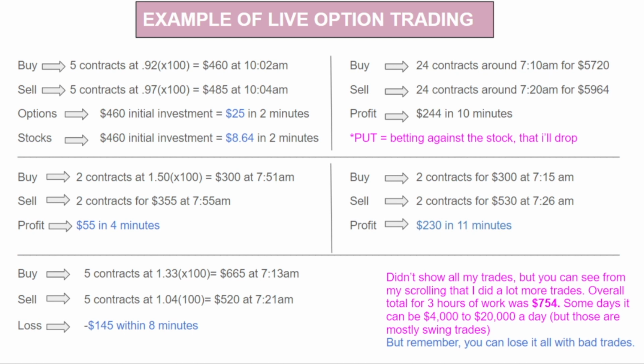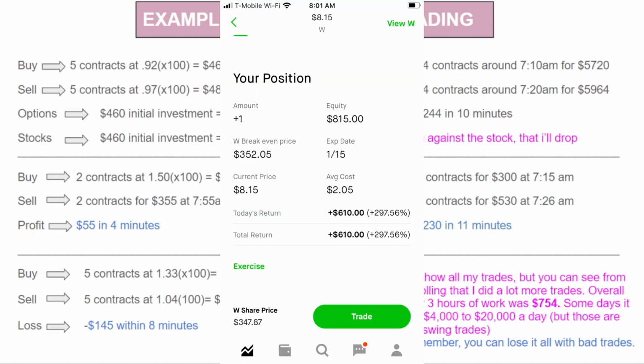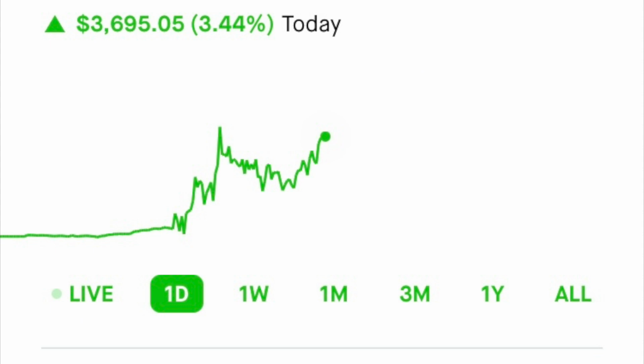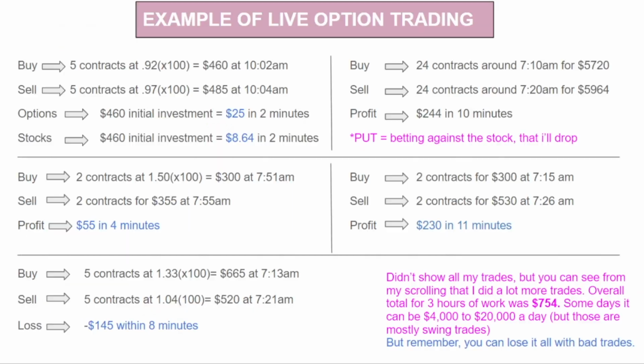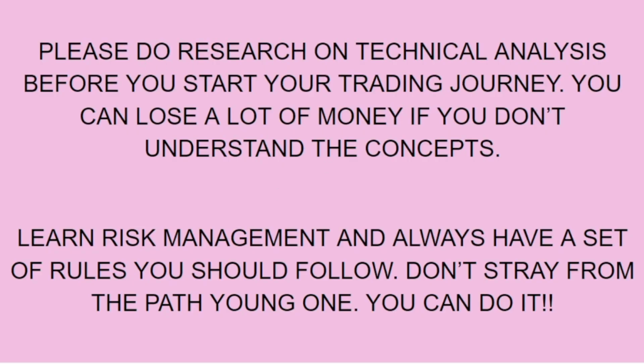With these examples, you can see that options make a lot more money than stock trading, but it's very volatile. It moves very quickly. You can make a lot within minutes, but you can lose a lot within minutes. You just have to learn the technical analysis, different candlesticks, different trends, and different types of trading before you get into it. Please do your research. I will put a bunch of YouTube links down below that I use to learn options trading, and hopefully it'll be helpful to you guys also.